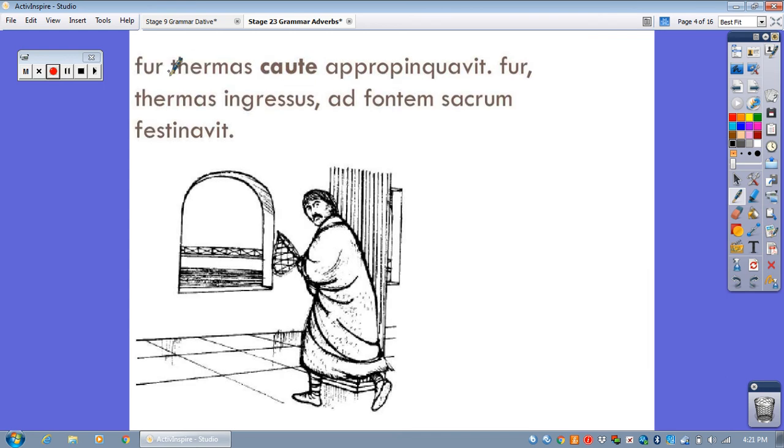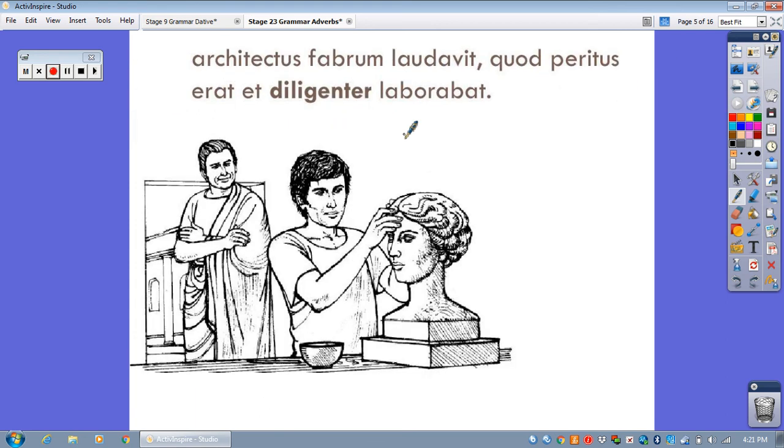Now how about this one? Fur termas caute appropinquavit. The thief approached the baths cautiously. You're probably seeing a pattern here for certain adverbs. But then the pattern seems to be broken with this one here, diligenter. The architect praised the craftsman because he was skillful and he was working diligenter, carefully.